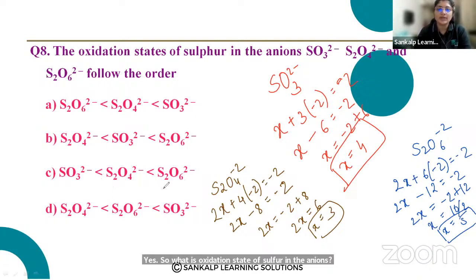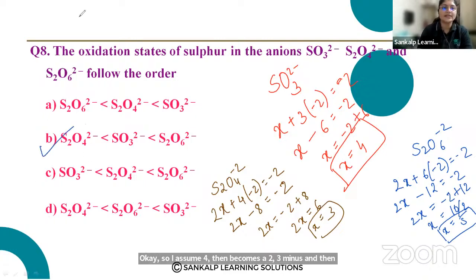So S2O4 2 minus is less than SO3 2 minus, and SO3 2 minus is less than S2O6 2 minus. So first comes S2O4, then SO3, and then S2O6. So it is option number B. Did you get the same? Option number B, students? Yes, good.